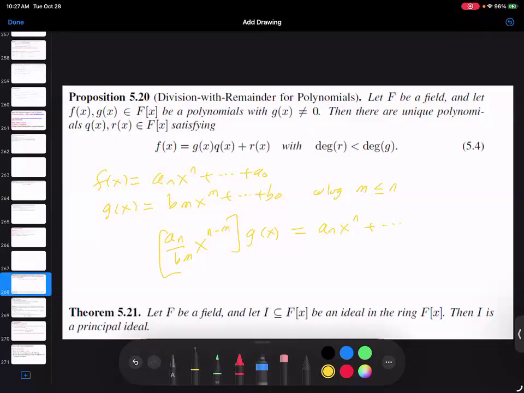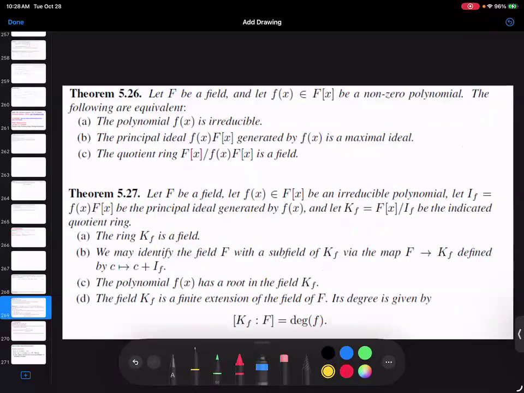Notice how crucial it is that we're in a field. So we need a field, so 1 over bm exists. If I was looking at Z mod 12Z and f of x started off as 4x to the n, I can't invert 4. Or if g of x started with 4x to the m, I couldn't invert the 4.